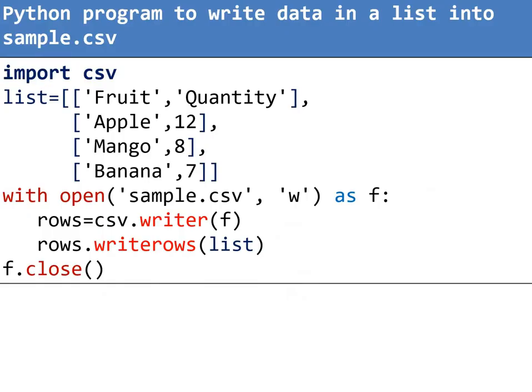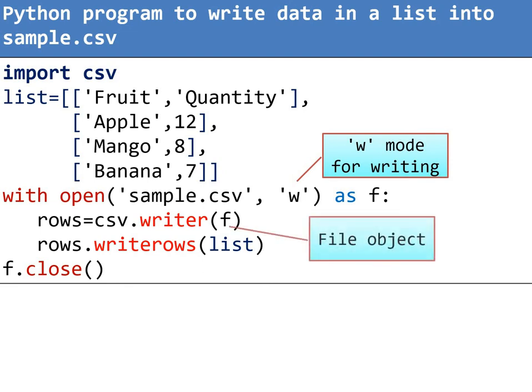First, you have to import the csv module. Next, you supply the list which contains the data. Then open sample.csv in writing mode. Next, rows is equal to csv.writer(f). So you have to use the writer function, the syntax of which we saw in the beginning. Here f is the file object.